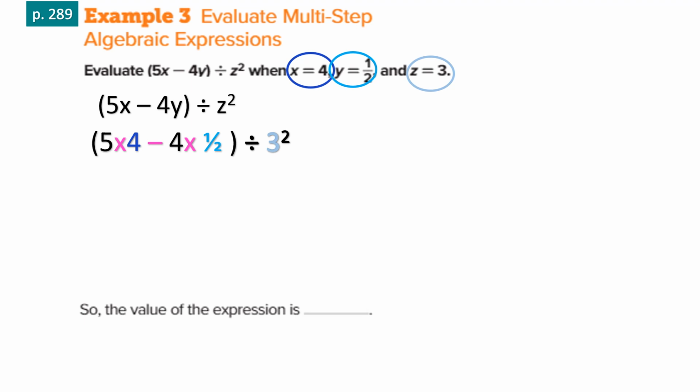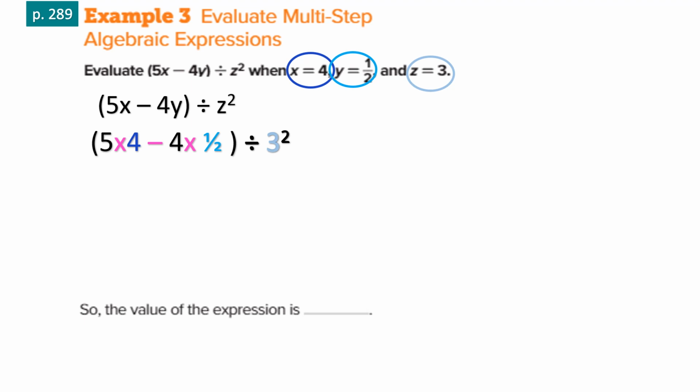So I had 5x, which was 5 times x. Well, now I'm going to plug in the 4 for the x, and I end up with 5 times 4. I was subtracting from that 4y, which was 4 times y, and the math problem tells me that y is equal to 1/2. So then I end up with 4 times 1/2. Notice I brought the parentheses down. It's around that math problem that does not leave until I have solved everything inside of it. Then we're dividing by z squared. Well, z, they tell us, is equal to 3. So now we change that to 3 squared.